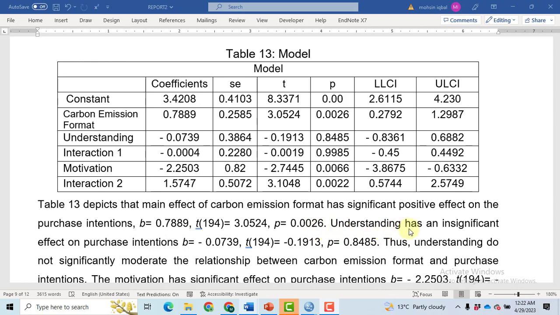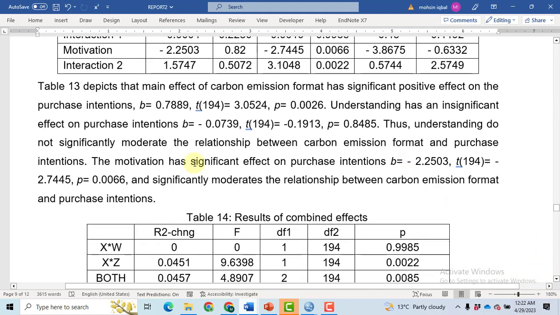Understanding, that is my moderator, has an insignificant effect. Why? The p value is greater than 0.05, and then this whole statistics has been depicted. Thus, understanding does not significantly moderate the relationship between carbon emission format and purchase intentions. The motivation, this my second moderator, has a significant effect on purchase intention because the p value is less than 0.05. Again, the coefficient is minus 2.2503, and the motivation significantly moderates the relationship between carbon emission format and the purchase intention.